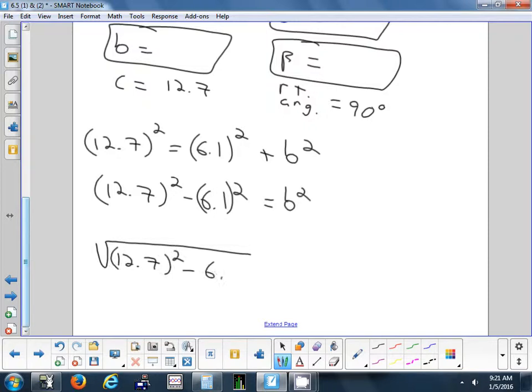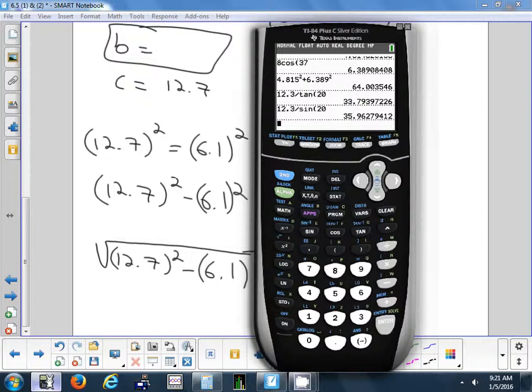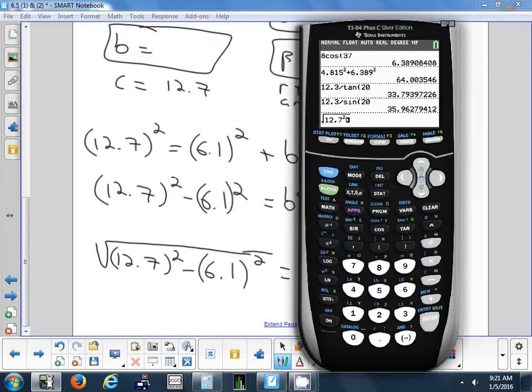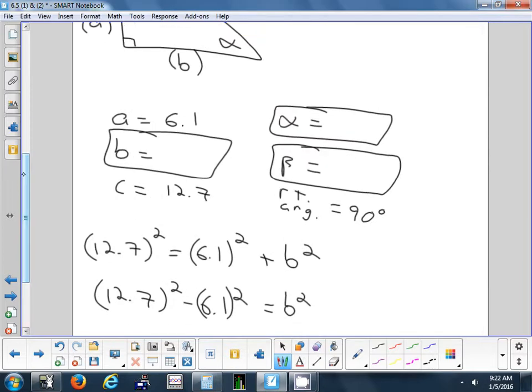Now I want to know what this is. Okay, so we'll type that in and see what we get. The way I did it here, I didn't round anything off, so my answer is going to be as accurate as it can be. All right, so square root 12.7 squared minus 6.1 squared. Make sure that everything there is under the root. My calculator almost put something outside it. You don't want that. Okay, so 11.139. That's B.